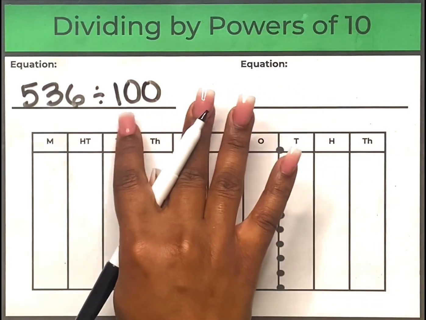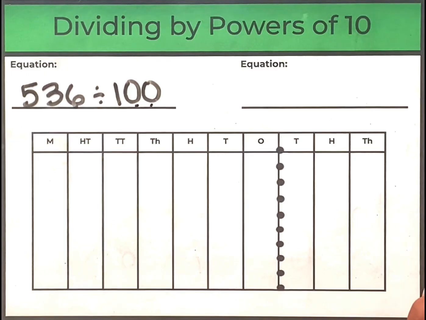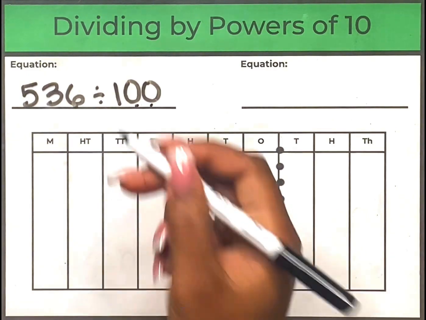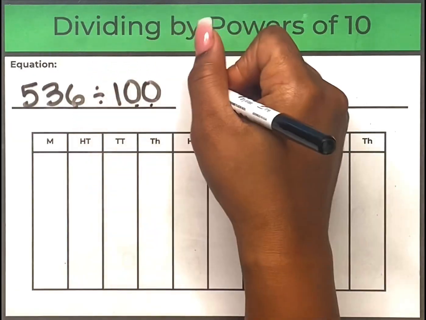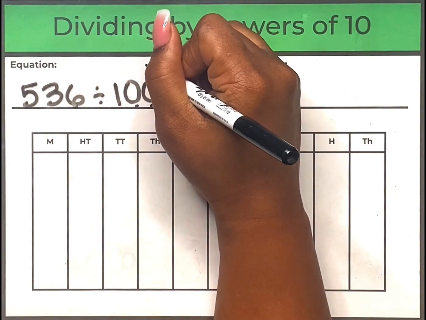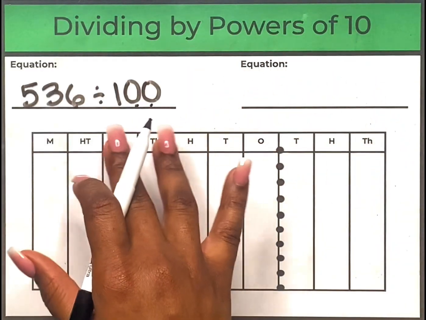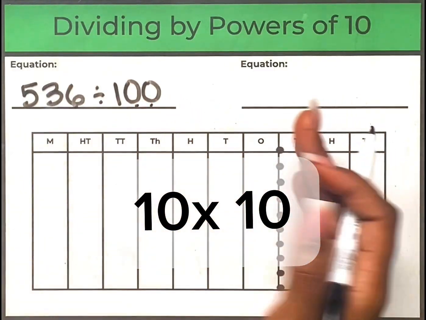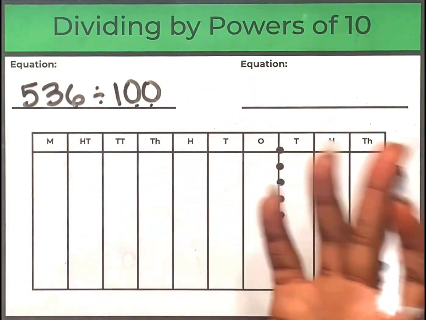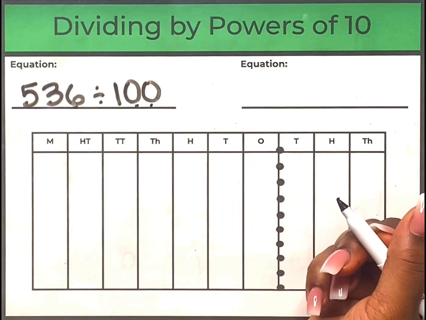Now 100, it's in standard form. However, you can use the zeros. That'll tell you how many shifts, or you can change it from standard to exponential. And 100 is 10 to the second power. And you can also take 100 and expand it, and you can say 10 times 10, whichever works for you. Pause the video and see, can you solve this on your own?